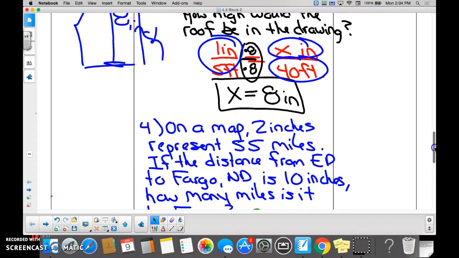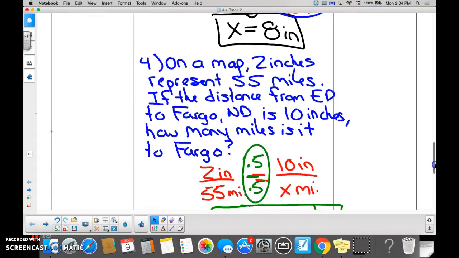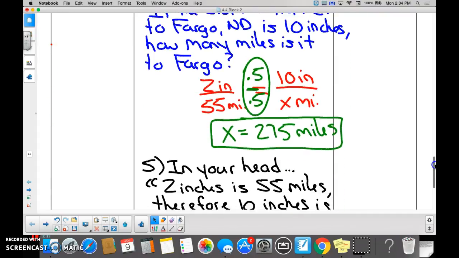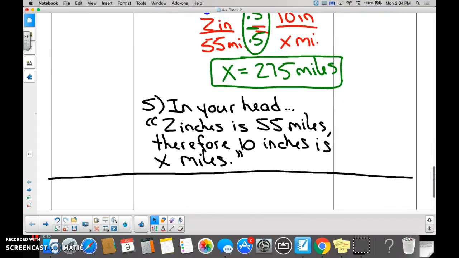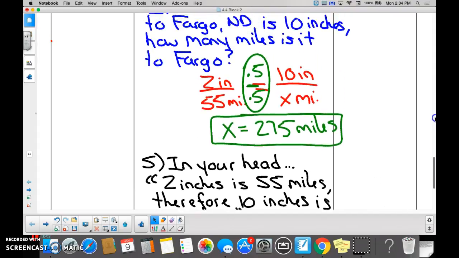I'm going to skip over the map one, and then I'm going to go down to our last one, which I thought was pretty important. We compared proportions to cause and effect. The equal sign is the therefore. The equal sign is therefore. So when I look at my setup here, I'm going to go back up to my house.